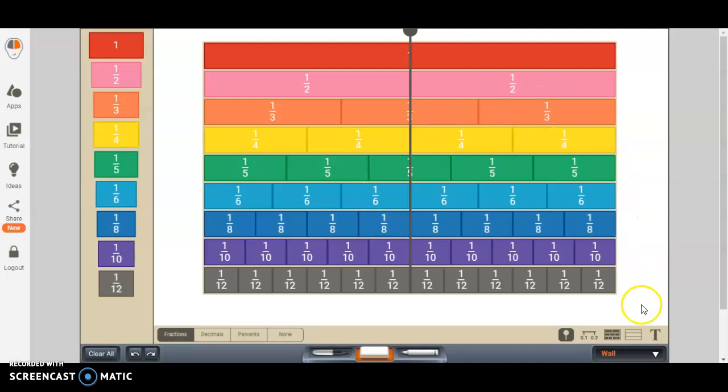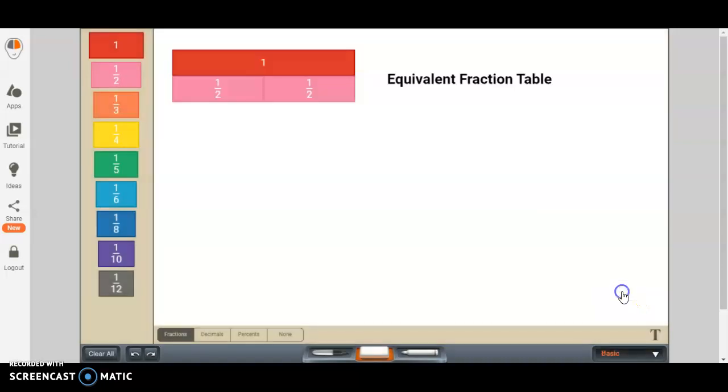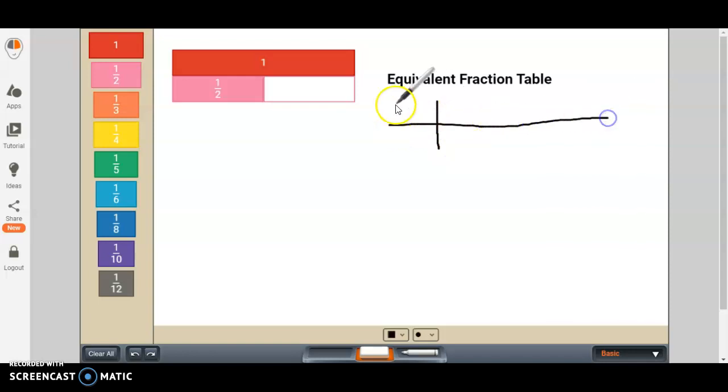Now what we're going to do today is when we do not have a fraction table, we can make one using an equivalent fraction table. And this is how it works. So we start off with a fraction. So we're going to start off with 1/2. And we want to find fractions that are equivalent to 1/2.